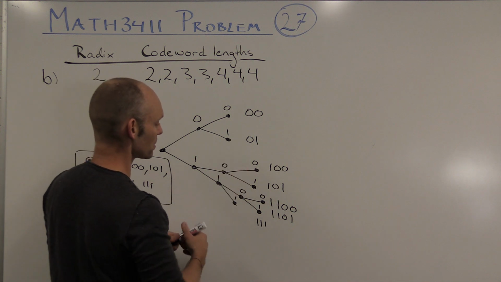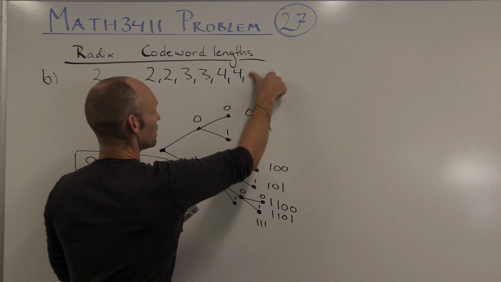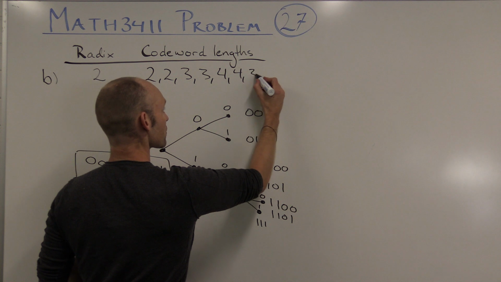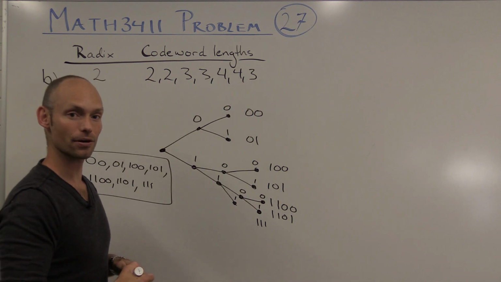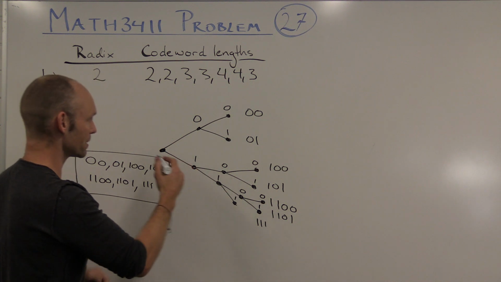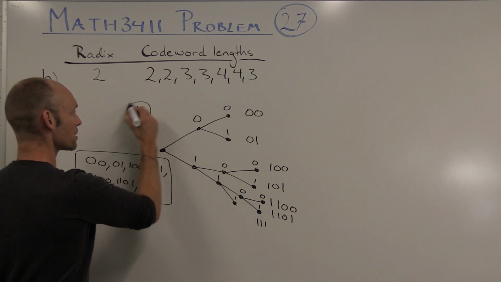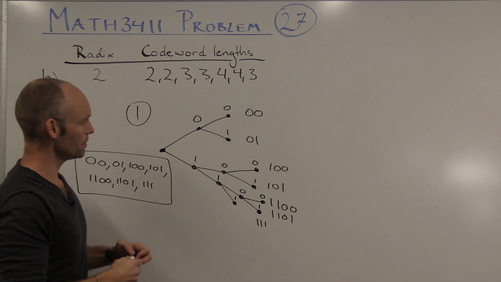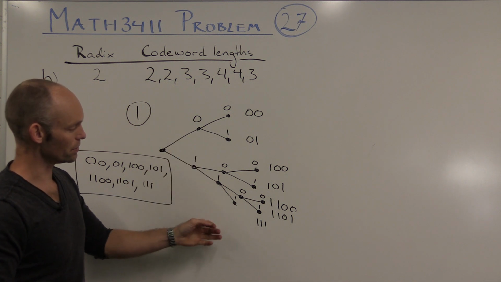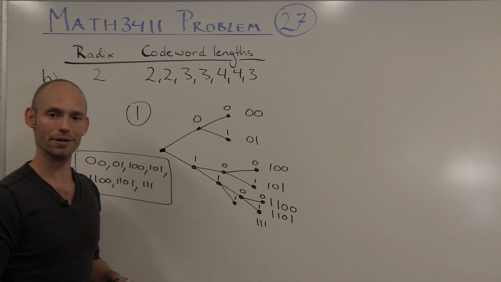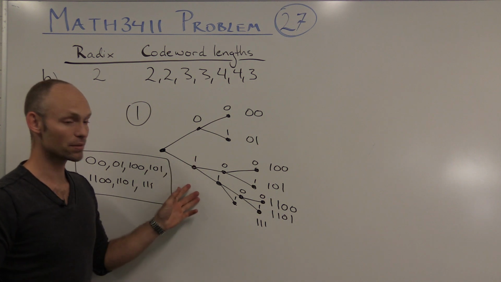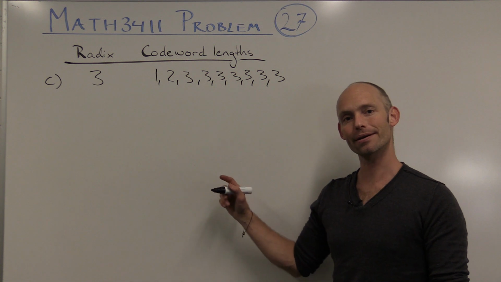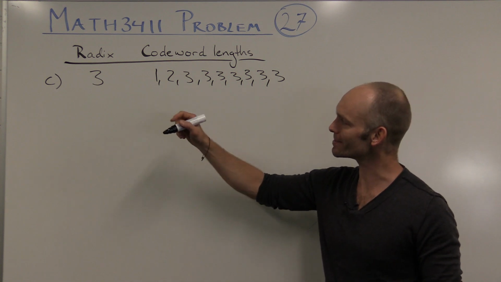And that would be a more compact code. It would give us a slightly shorter average length. And now if you do the corresponding sum that we did in the beginning, you'd exactly just get 1. And that just means that we've used 100% of this binary tree. So this is an optimal code in that respect. It's got minimal average length now. Okay, let's move on to part C.